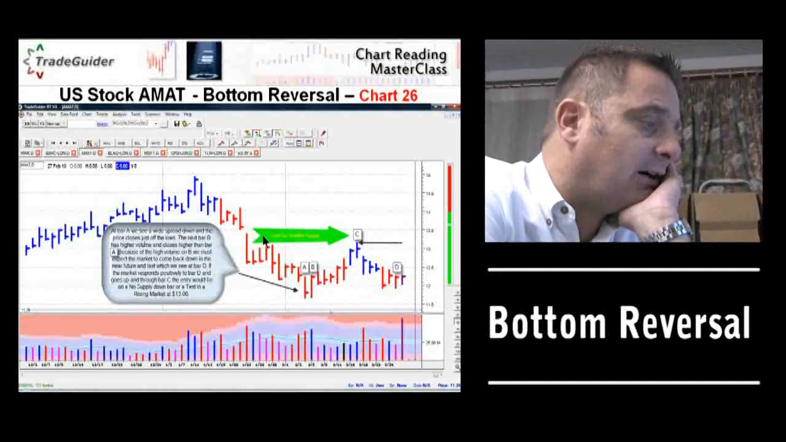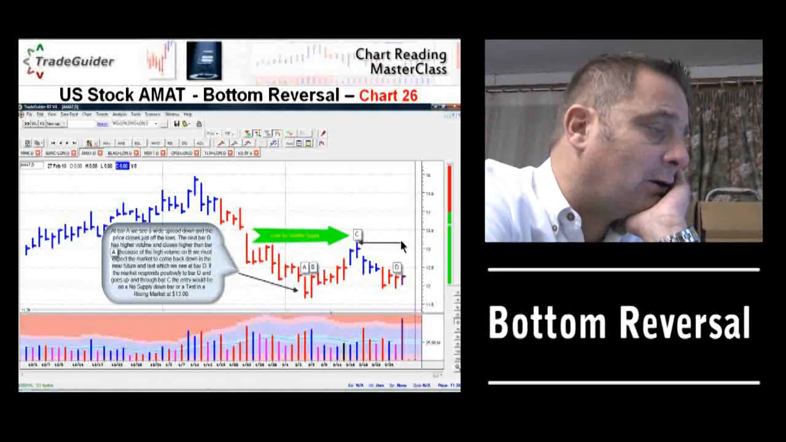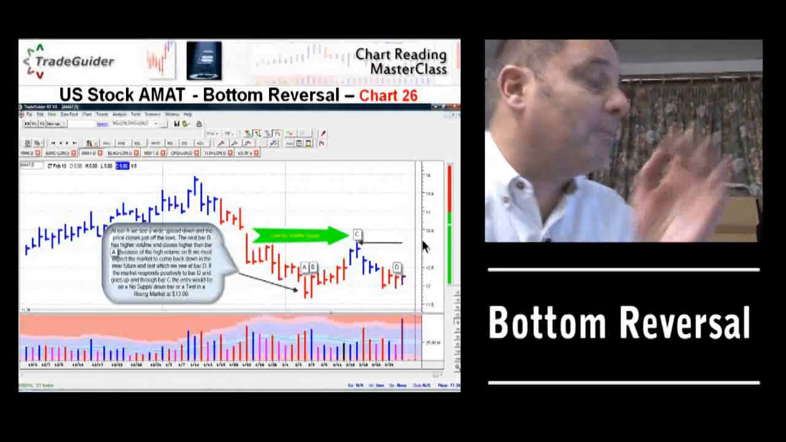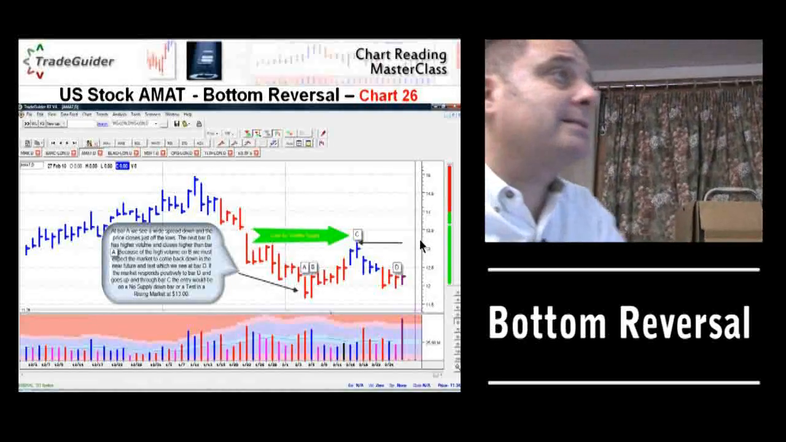But to buy it, I've put here, look for a test or no supply above C when we break it, and we'll make that clear in the next few slides. Okay.